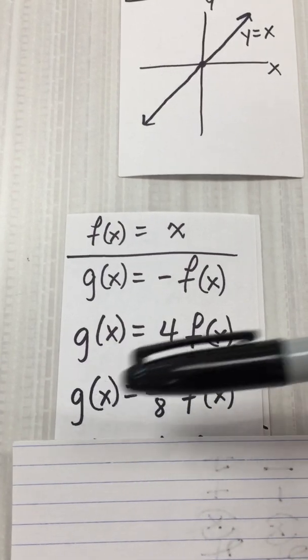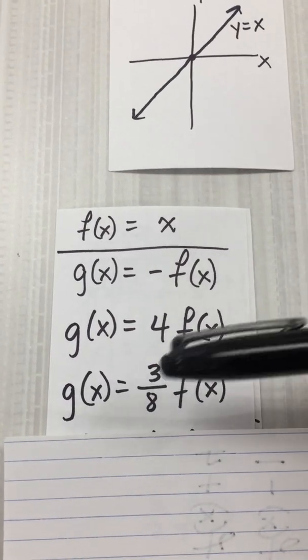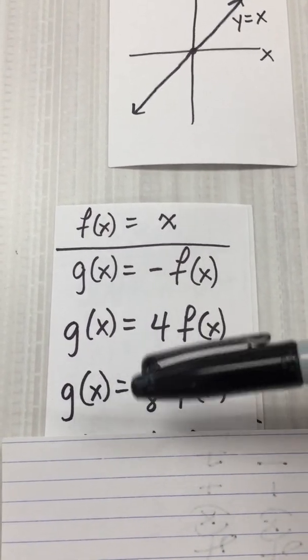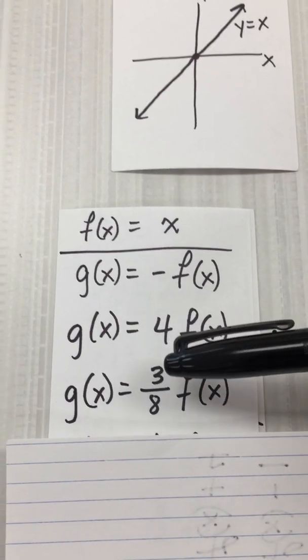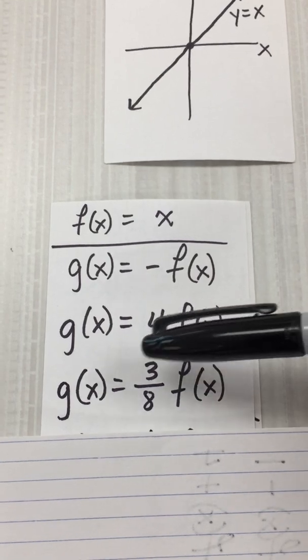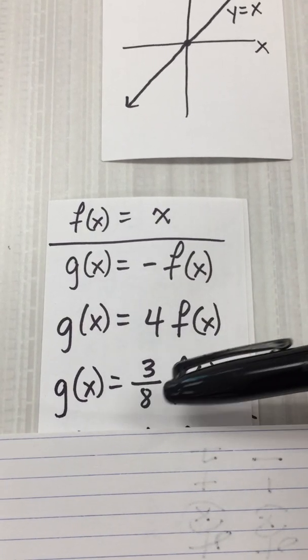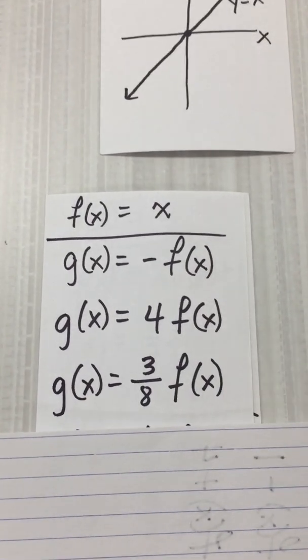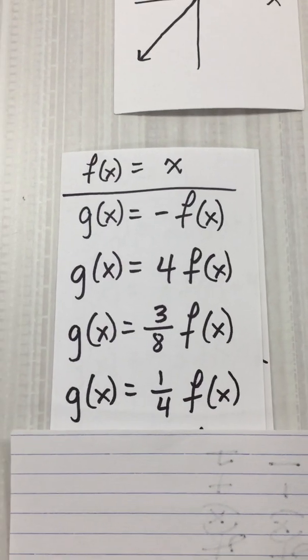So here's my new equation, g of x. Here's the original f of x, the parent function. Multiply it by 3/8. Is this fraction smaller than 1? As long as the top number is smaller than the bottom number, then yes, it is smaller than 1. So that means my slope is going to get smaller, and that means my line is going to get less steep. That's the only thing happening, is it's getting less steep.